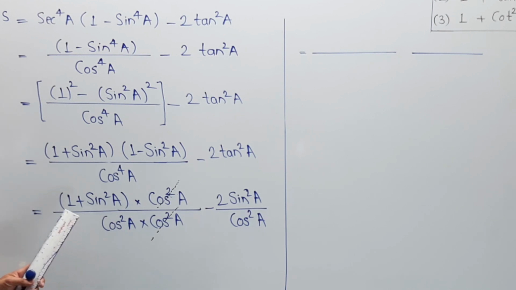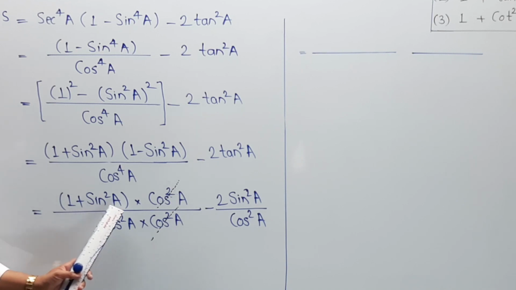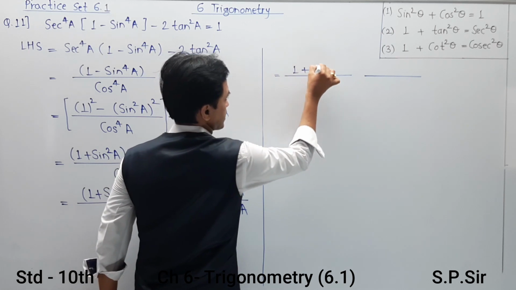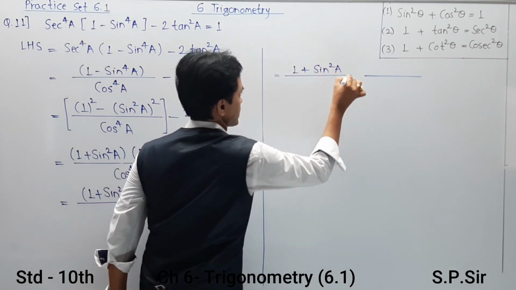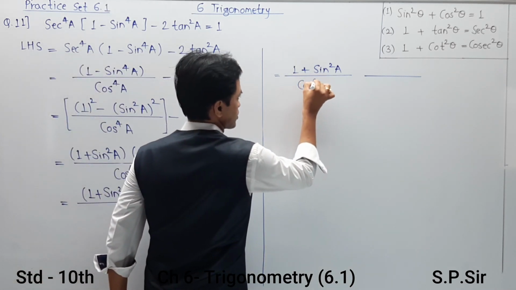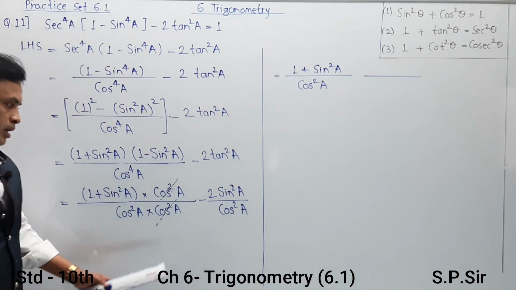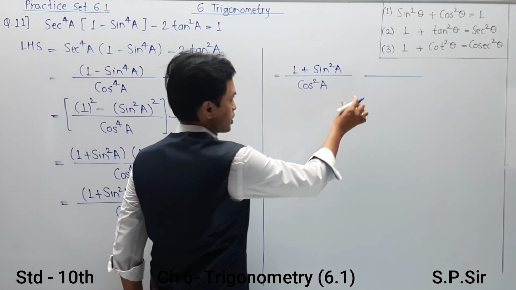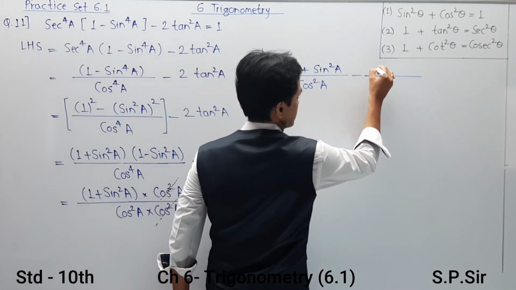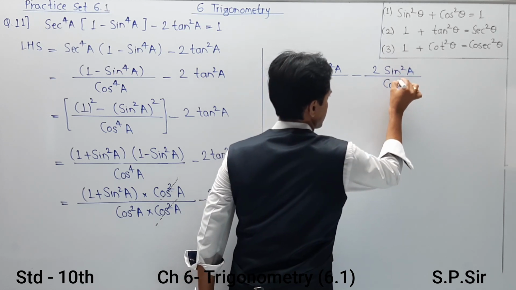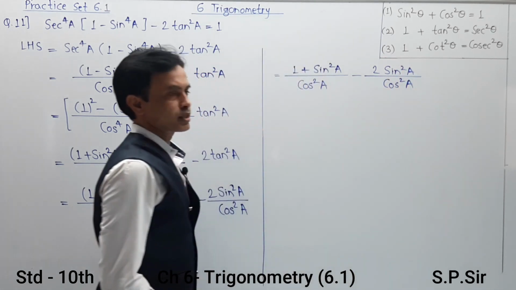Now continuation with the part. I am writing 1 plus sin square a, divided by cos square a, as usual. So the first step, 1 plus sin square a upon cos square a as usual. Here sin is minus, and 2 sin square a upon cos square a, so your part is minus 2 sin square a upon cos square a. This part is also as usual.